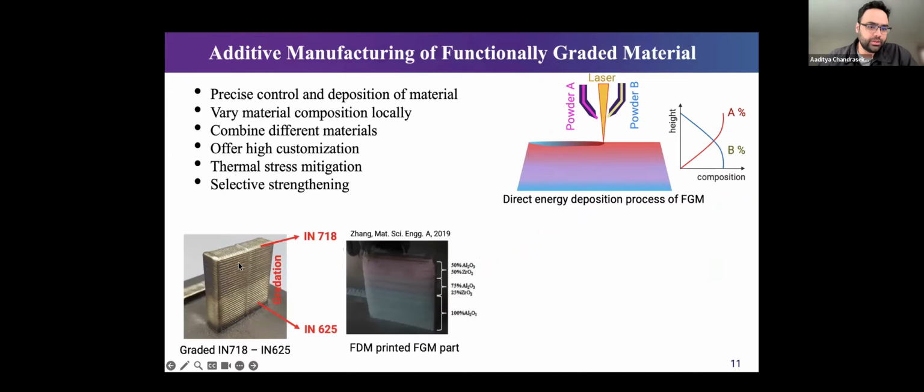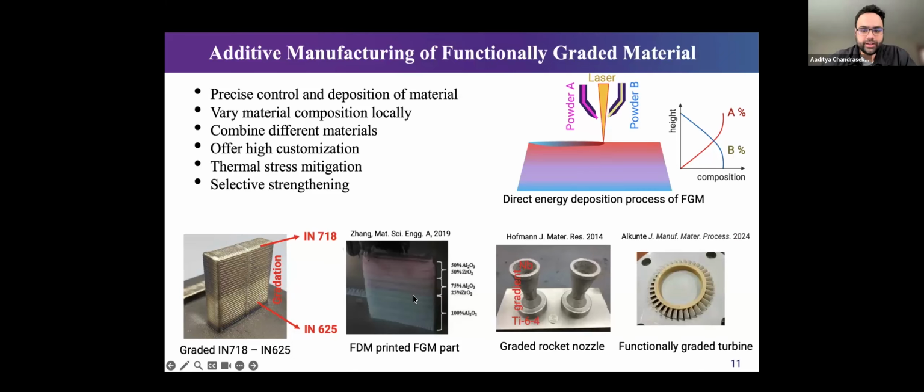And this is, for example, a part that we fabricated here at Northwestern, where you go from simple gradation along the z-axis, from Inconel 625 into Inconel 718. And these are results from literature, as well as fabricated parts like a rocket nozzle or a graded turbine. So the key idea is that there is precedent in literature to go for compositionally graded alloys for high temperature applications, particularly when you want to reduce criticality as well as look at performance metrics.